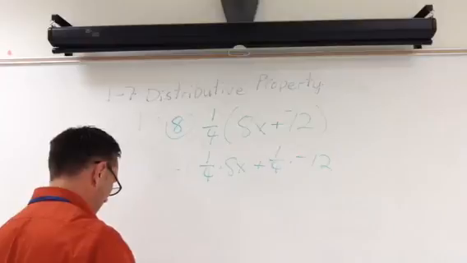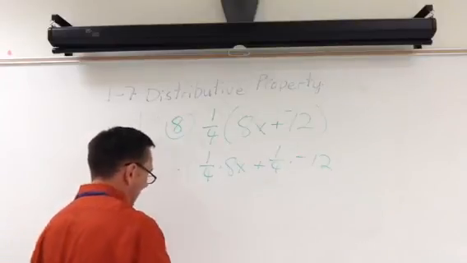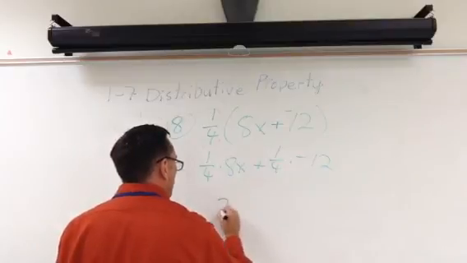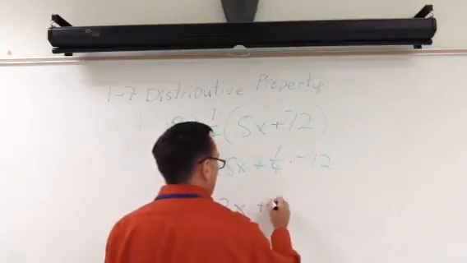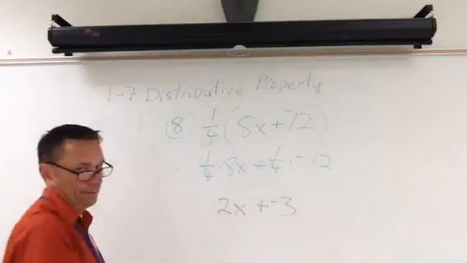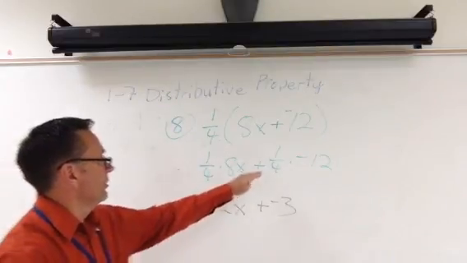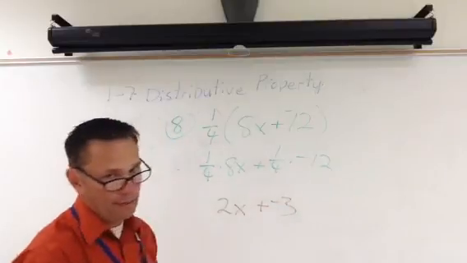Now if you reduce, that's good. If you need to use your calculator, that's fine too. But this is going to end up being 2x plus a negative 3. 4 goes into 8 two times. 4 goes into 12 three times.